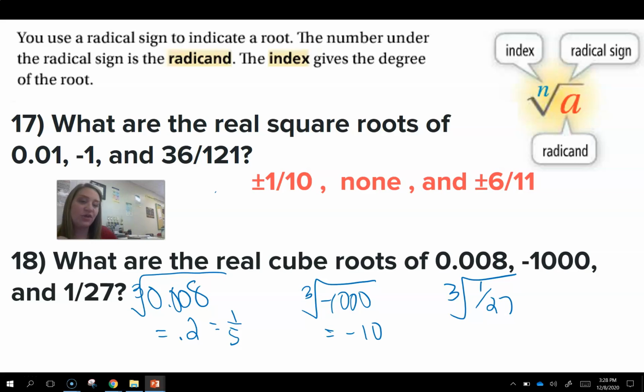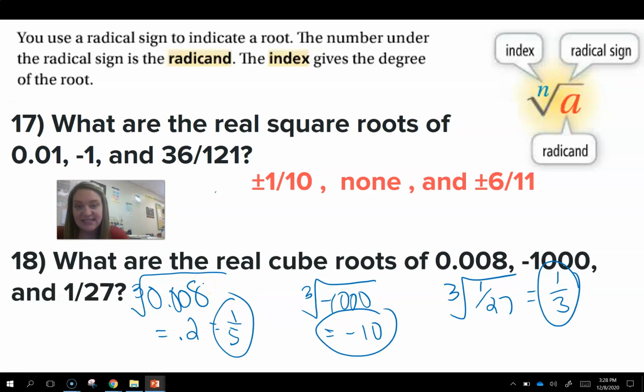All right, last one, the cube root of 1 over 27. Well, the cube root of 1 is 1, and the cube root of 27 is 3. So that's going to be 1/3. So notice my cube roots only have one answer, and technically my square roots have two answers. You have a positive and a negative of each.